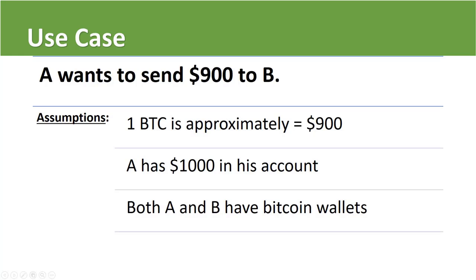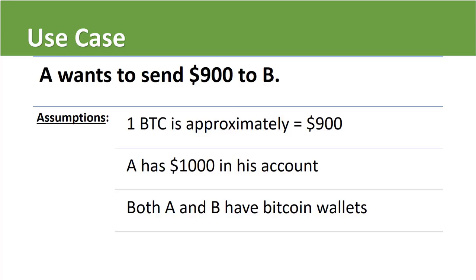Let's say that A and B want to exchange money. A wants to send $900. And I'm assuming for the purpose of this particular video that Bitcoin is 900, although we know it changes every second. It had gone up to a high of 1300, so let's see if we can touch those figures again. But for the purpose of this video, essentially what I want to say is that A is trying to transfer one Bitcoin to B, which is approximately $900 right now.